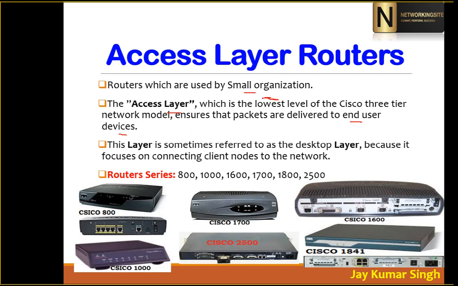router, which cannot handle multiple types of loads. This access layer is sometimes referred to as the desktop layer, because it is just used for connecting clients, nodes, to the network, just for internet use. No routing manipulation, no traffic manipulation, just internet access. Whenever you see routers in your organization like Cisco 800, 1000, 1600, 1700, 1800, 2500, those are access layer devices of Cisco.